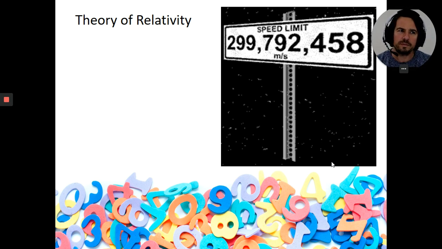So if the speed can't go over the limit, then something's got to give. And, well, speed is related to time and distance. So those are the things that give. Time dilation in special relativity is the concept that we experience time at different rates. Now, on Earth, the effect of this is so small that we can't really notice it.